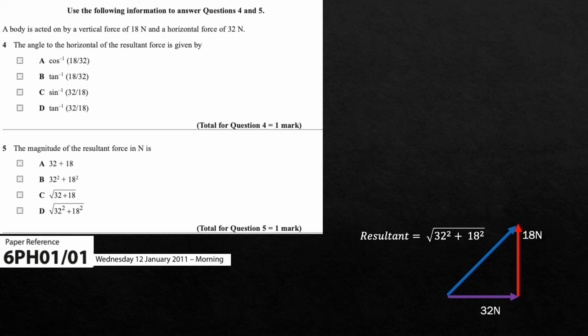Now let's find the angle to the horizontal, which is theta. Tan theta is the opposite side divided by the adjacent. Therefore, tan theta is 18 divided by 32 in this case, and theta can be calculated as tan inverse 18 over 32. Therefore, the answer for the first part is answer B.